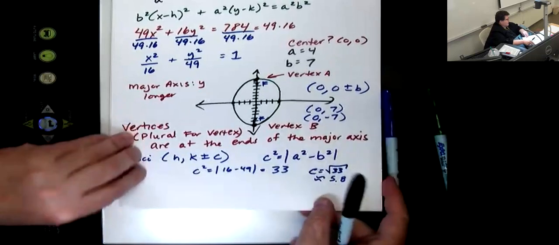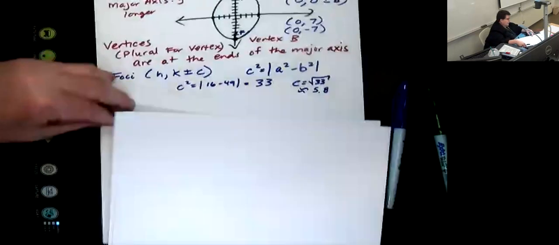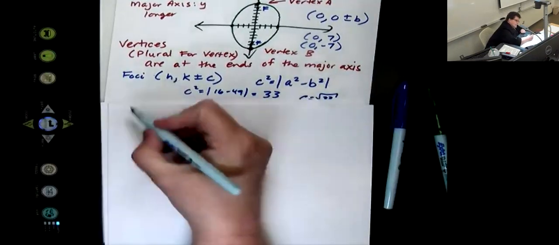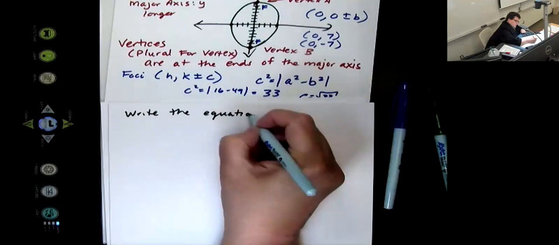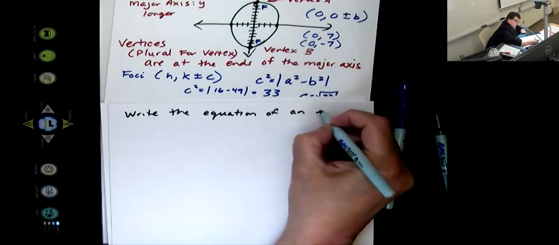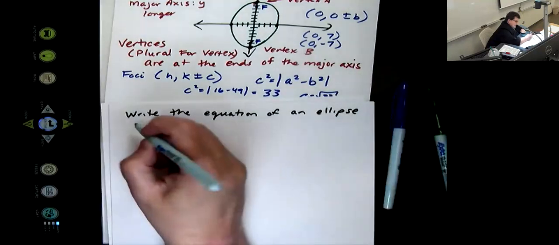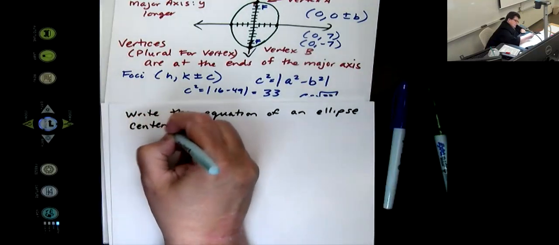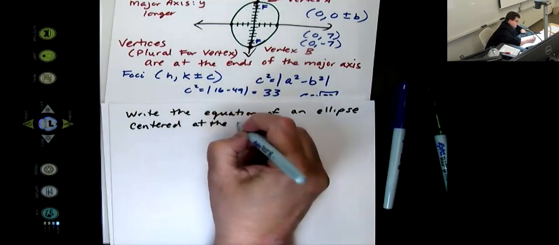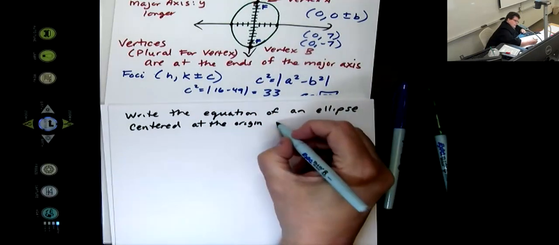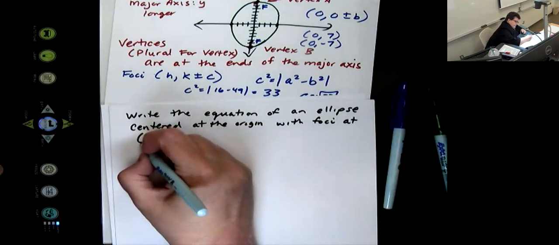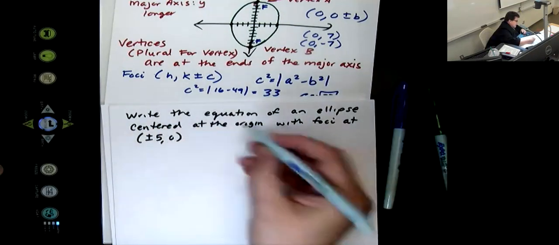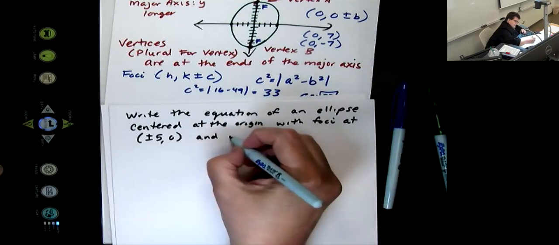You ready for some more? All right. Write the equation of an ellipse centered at the origin with foci at plus or minus 5, 0, and a major axis of length 18.